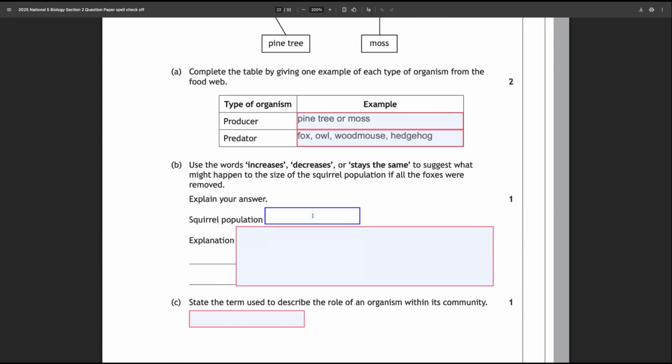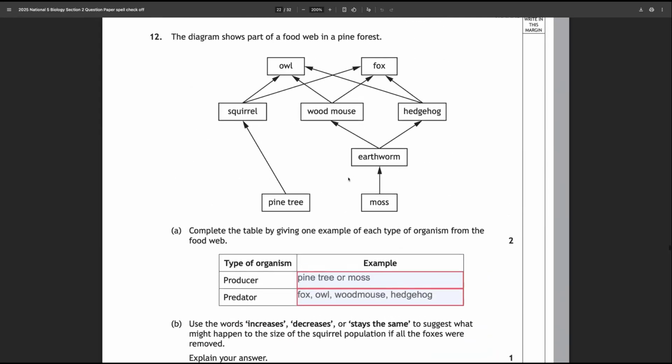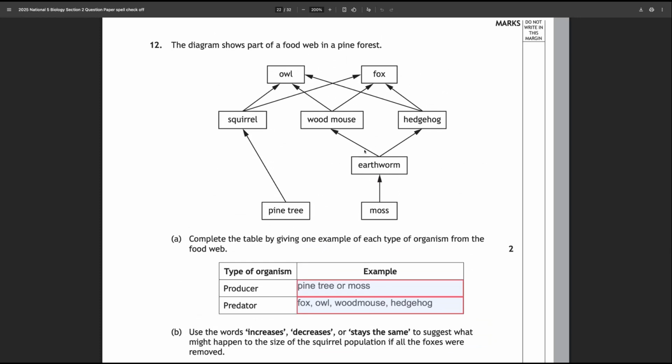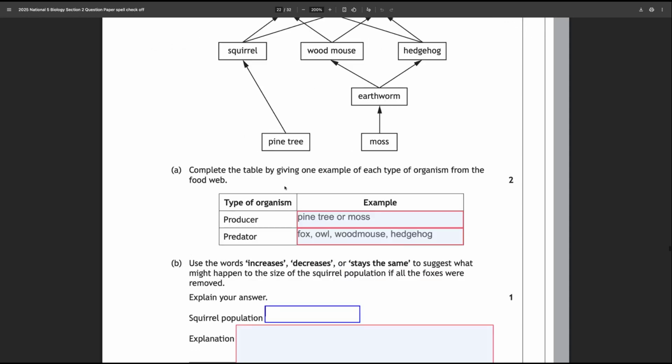You've to use the word increase, decrease, or stays the same to suggest what might happen to the squirrel population if all the foxes were removed. Okay, that's a common question that comes up quite a bit. So if we remove the foxes from this particular food web, what is going to happen to the squirrel population? Now, the squirrels are predated upon by the fox. So without that predator there eating them, the squirrel population would increase. Okay, so we've got an increase.